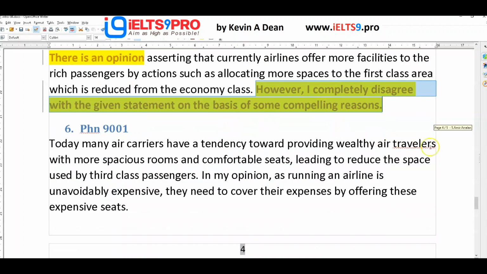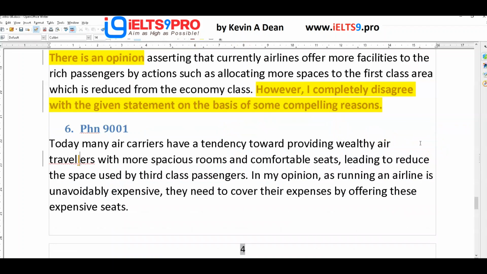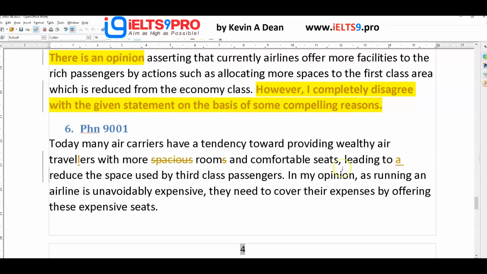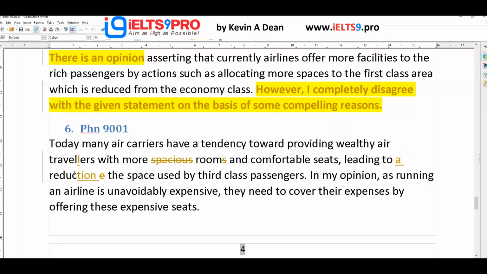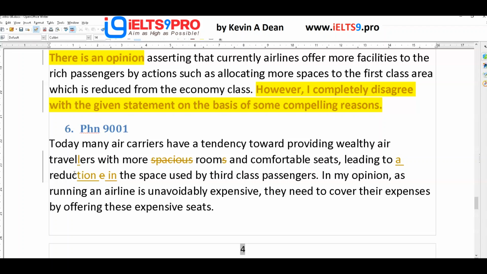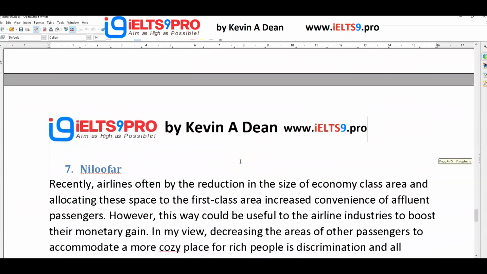Many air carriage sensitive tendency, wealthier travellers, 2 L's. More spacious room. Well, there's no rooms. You can have more room or be more spacious, but you can't have more spacious rooms. That doesn't work. Comfortable seats, leading to reduce or a reduction in the space, leading to I would probably make it a noun, reduction in the space used by third class passengers.